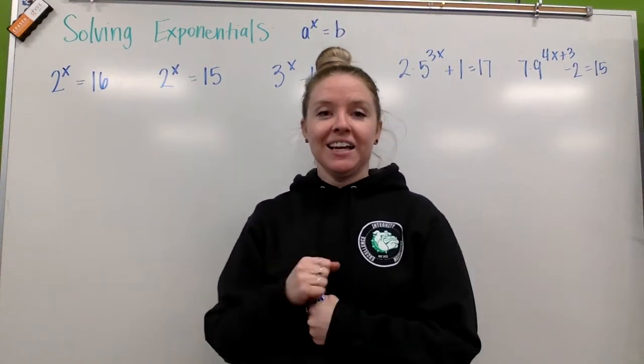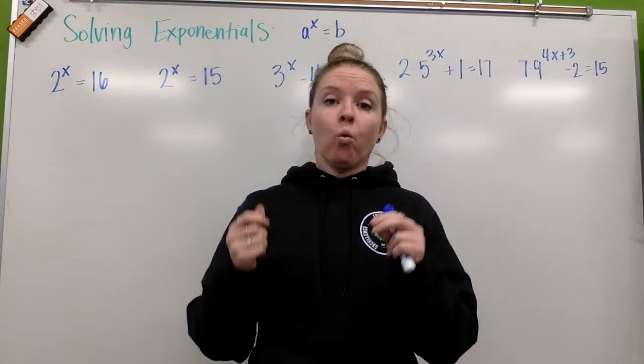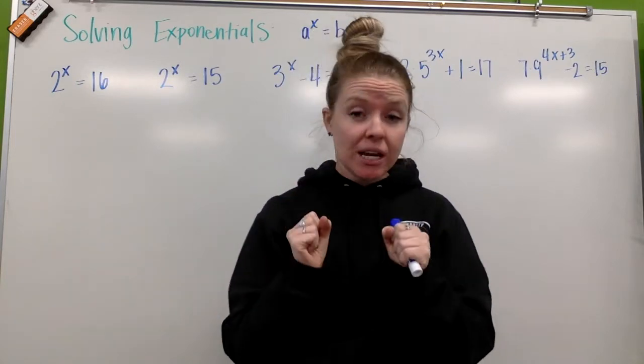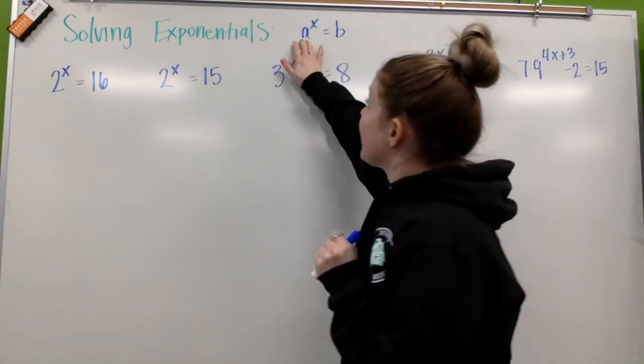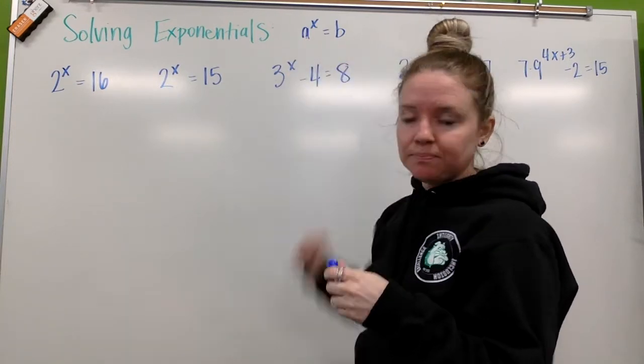Welcome back. Now that we know how to solve our exponentials using our equality property, we're going to switch it up again, just like we did with logs. What happens if my exponential equals a number instead of another exponential?